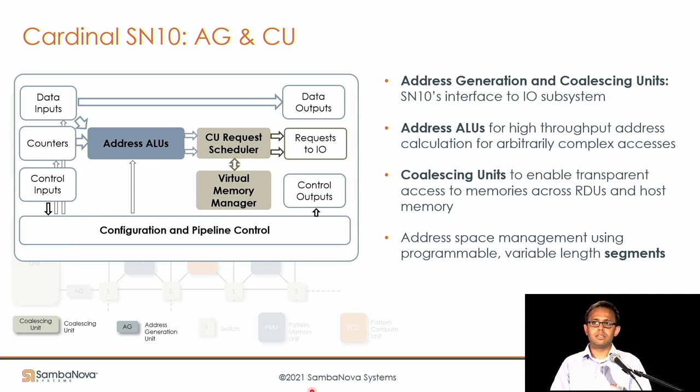And finally, the address generator and coalescing units, which form our off-chip interface. Similar to the PMUs, AGCUs also have address ALUs, which allow software, the compiler, to program any arbitrary access pattern at high throughput. This also allows transparent scale-out. As we scale to multiple RDUs, AGCUs allow a transparent scale-out between the chips.